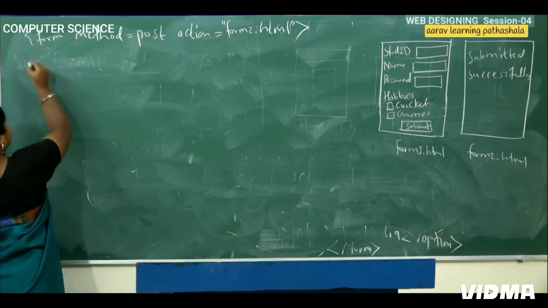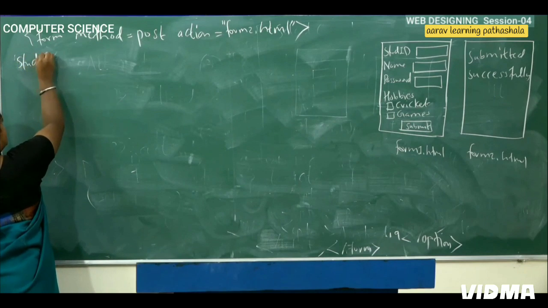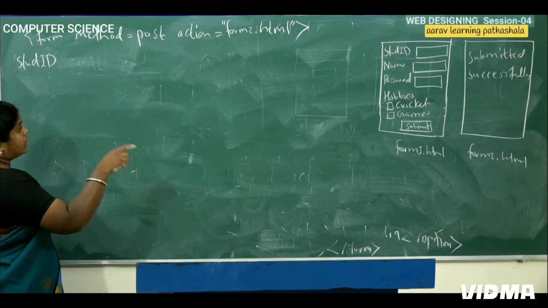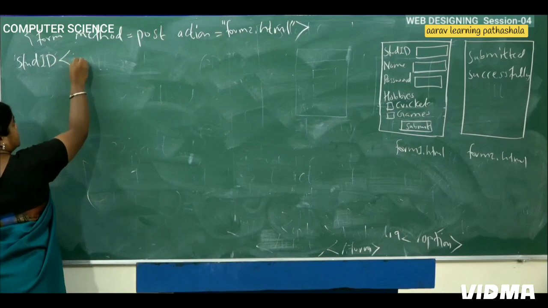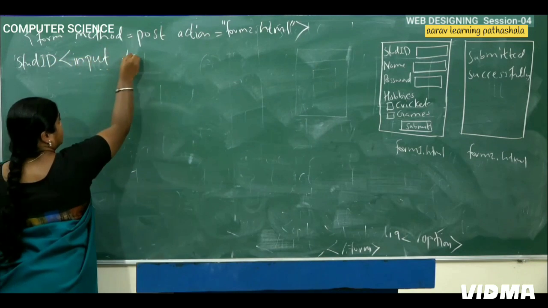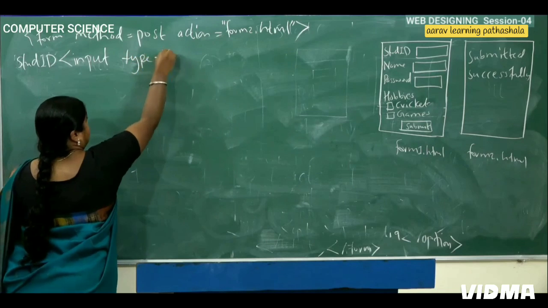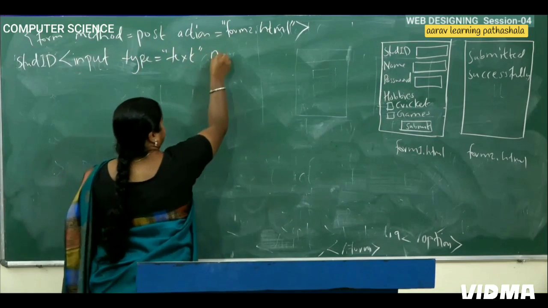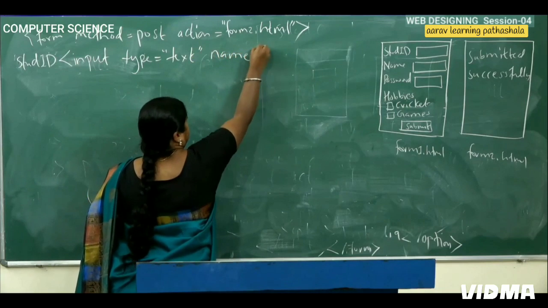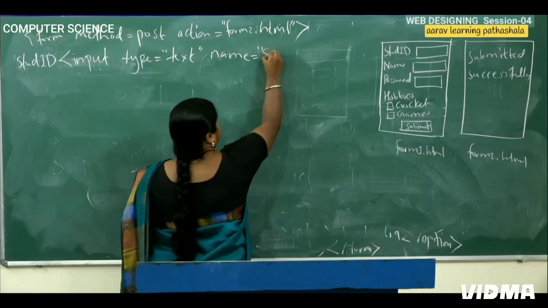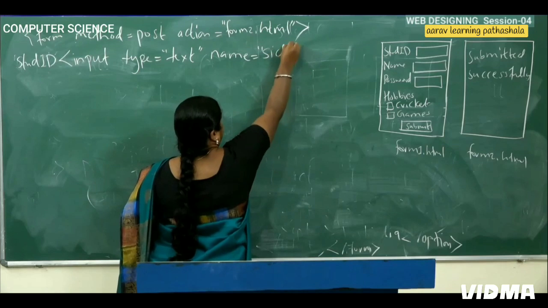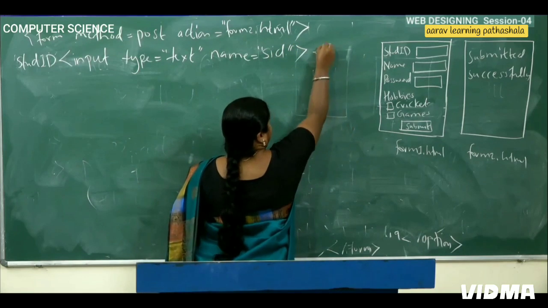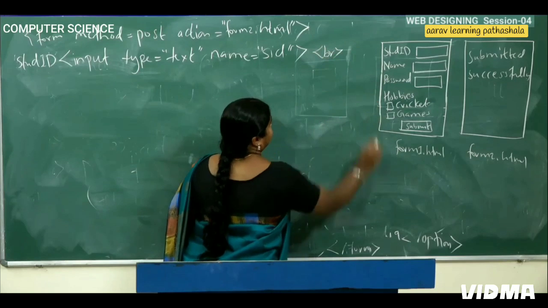within the form, the first label is student ID. After that we need that particular normal text box. So it has to be input type is equal to, inside double quote, text. Then specify the name here. What is the purpose of that text box? It is student ID. So I will mention here it as SID. Tag complete. Then in the next line, the name has to come.